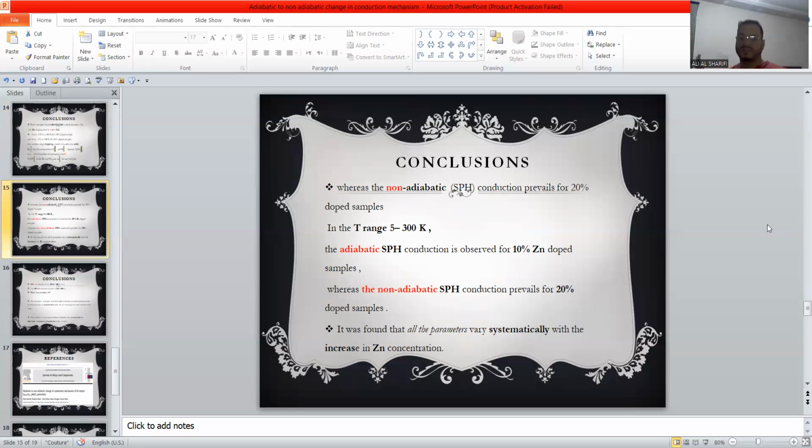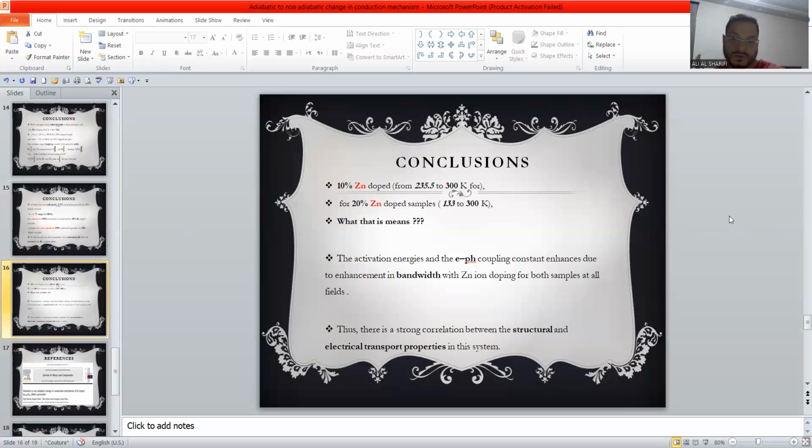Here was non-adiabatic small polaron hopping conduction previously for 200%, in the range from 5 to 3 Kelvin. The adiabatic small polaron hopping conduction is observed at 100% doped. That means at the first plot, it was adiabatic at 100% zinc doped, but non-adiabatic with 200% of zinc doped. Where the non-adiabatic, like I said before, all the parameters change symmetrically with the increase in the zinc concentration. Here, the last slide, after that, the sources slide.